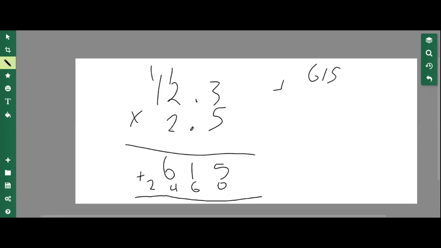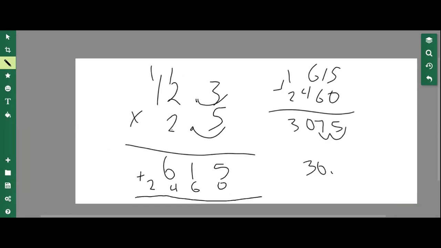615 plus 2, 4, 6, 0. 5 plus 0 is 5. 6 plus 1 is 7. 6 plus 4 is 10. 2 plus 1 is 3. But how many spaces do we have? We have 1 space, 2 spaces. So we go 1, 2. At the end of the day, we have 30.75 as our final answer. 30.75.